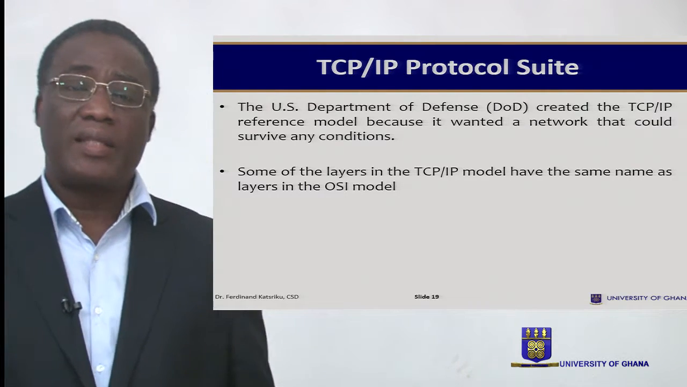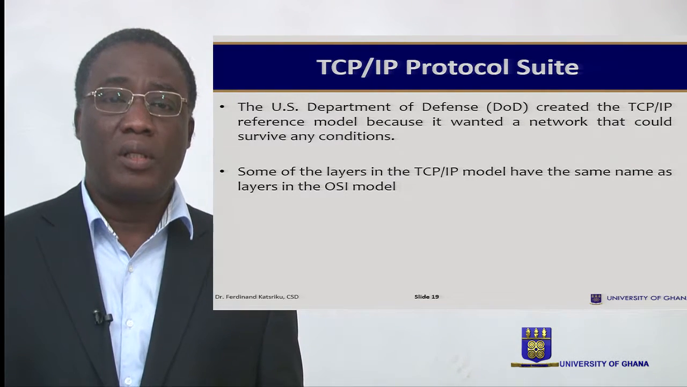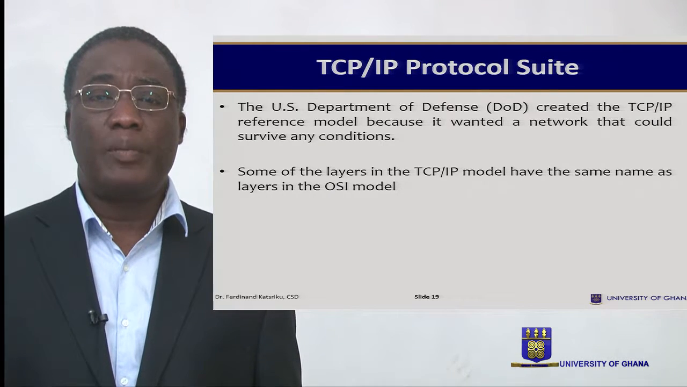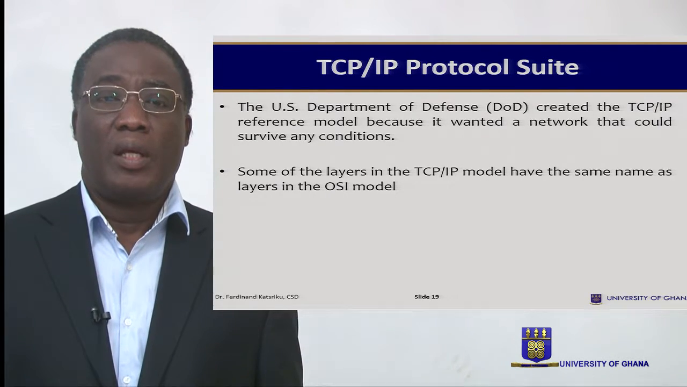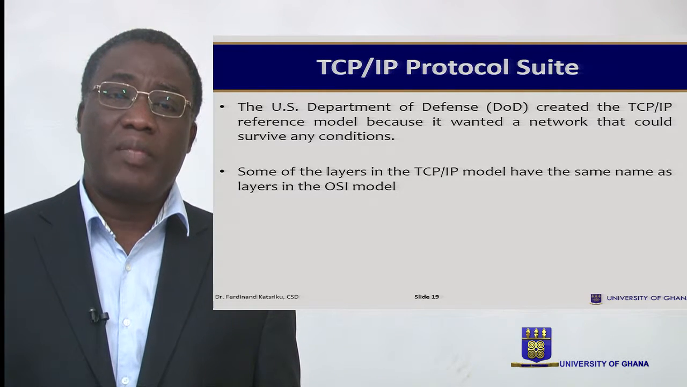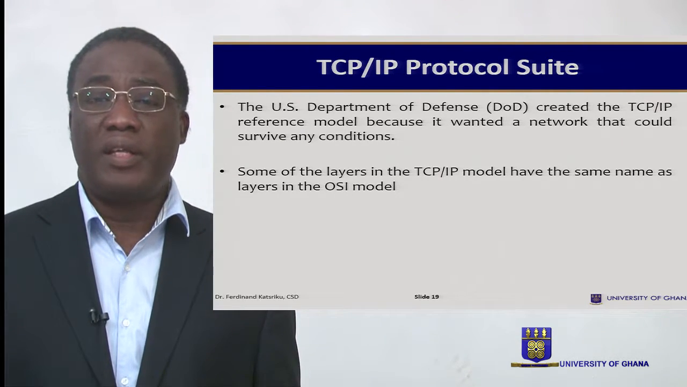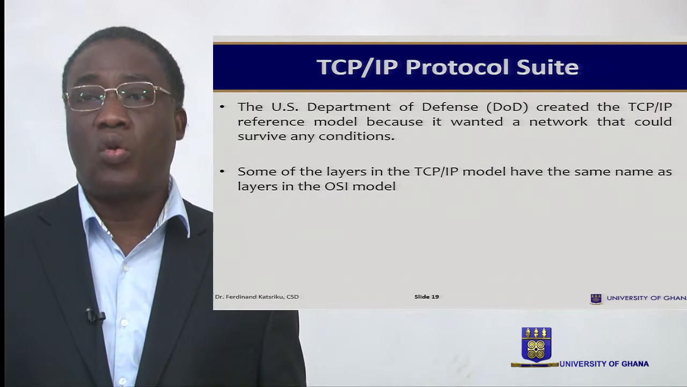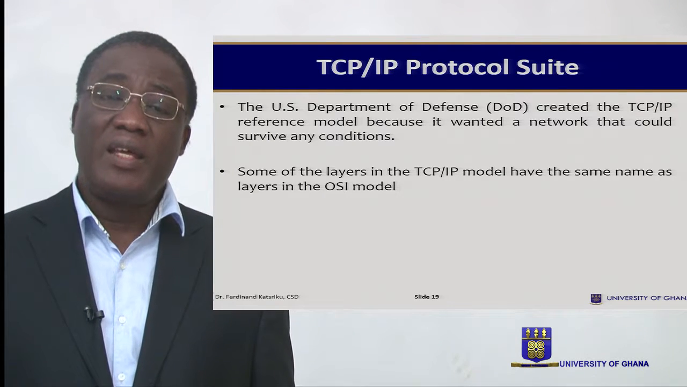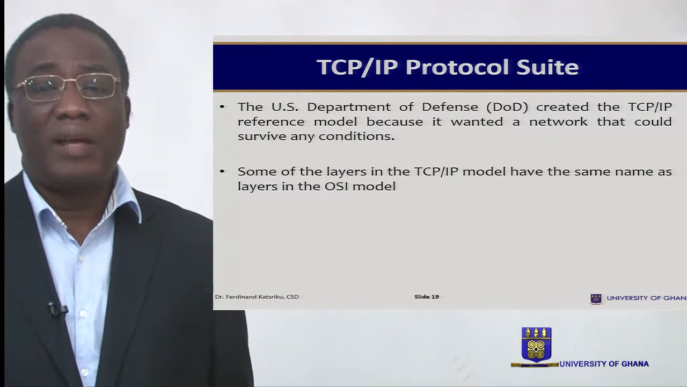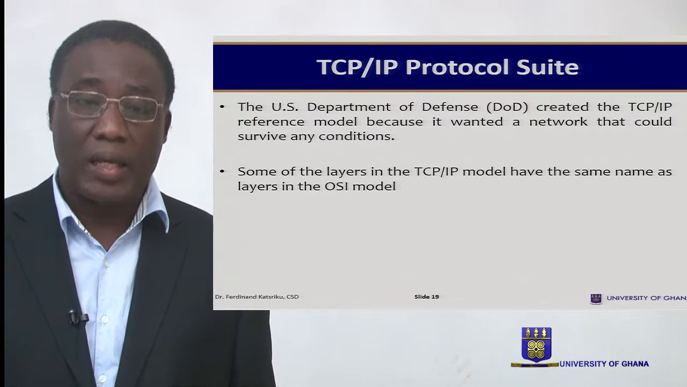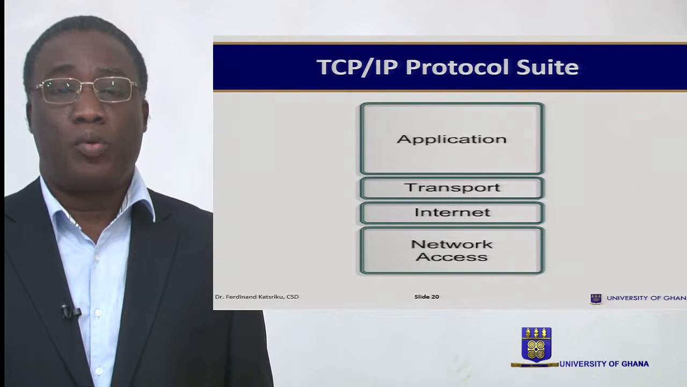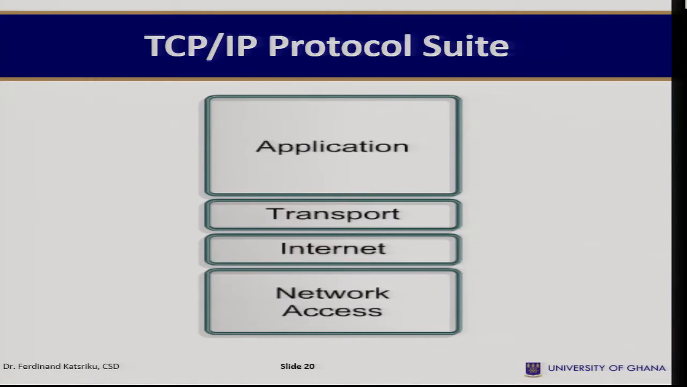Now, so we have looked at the OSI model. Let's turn our attention to our TCP/IP protocol suite. This was commissioned by the US Department of Defense, who created this as a reference model because they needed a network that could survive under any conditions. Some of the layers in the TCP/IP model have the same name as the layers in the OSI model. The protocol suite is shown in this diagram. It consists of 4 layers: application layer, transport layer, internet layer, and the network access layer.